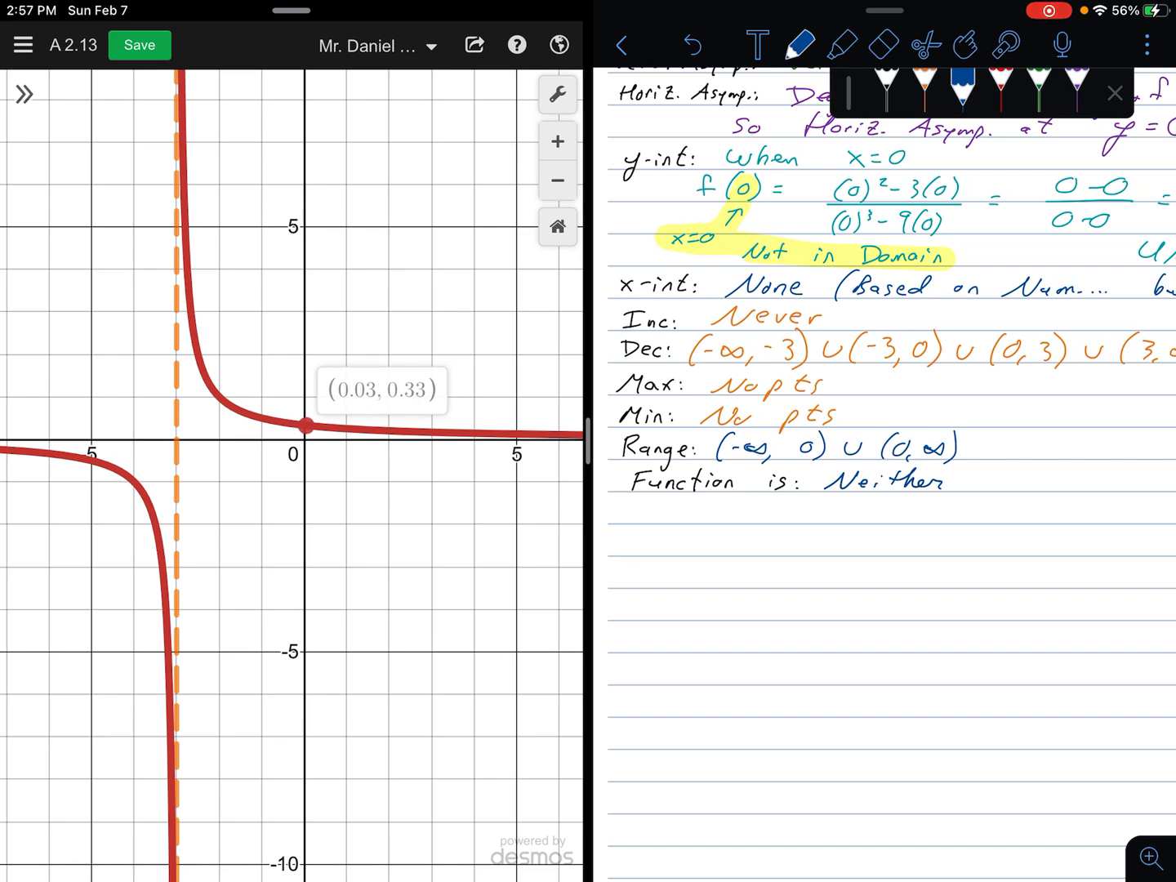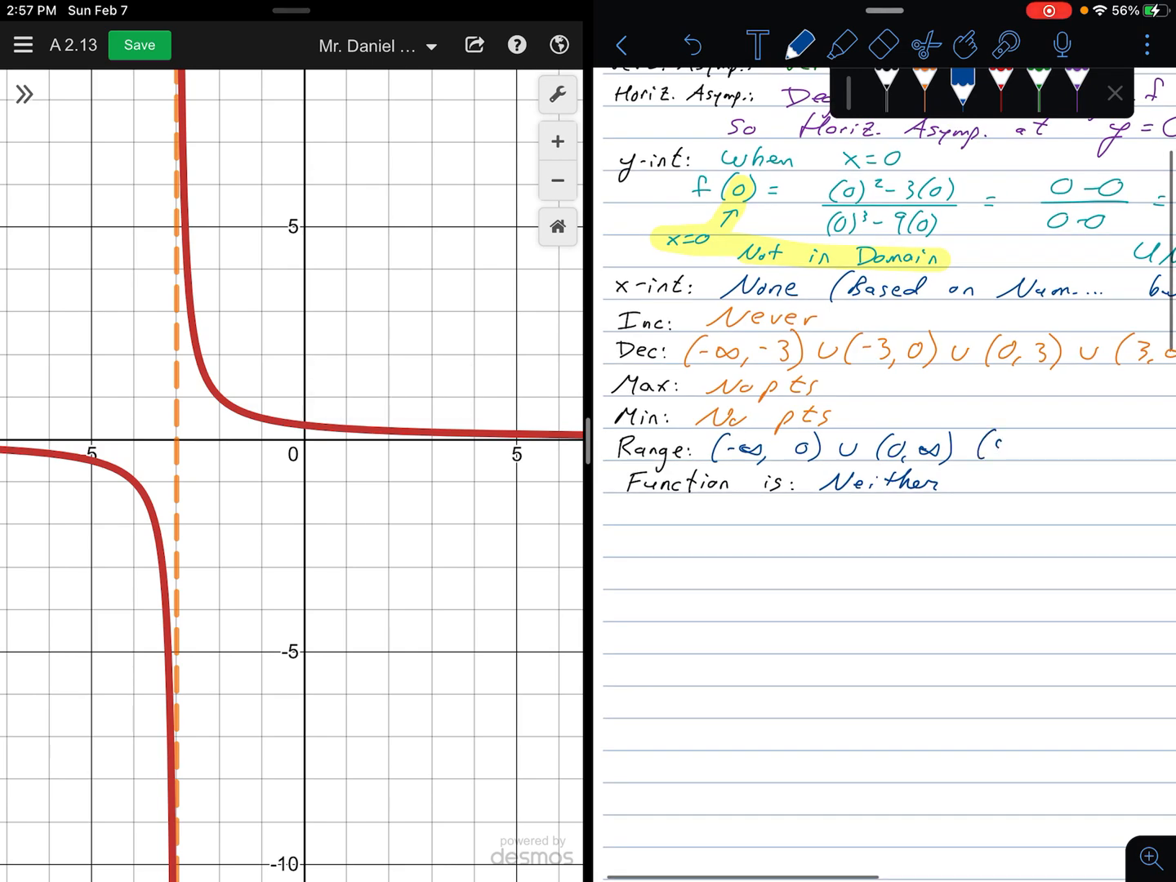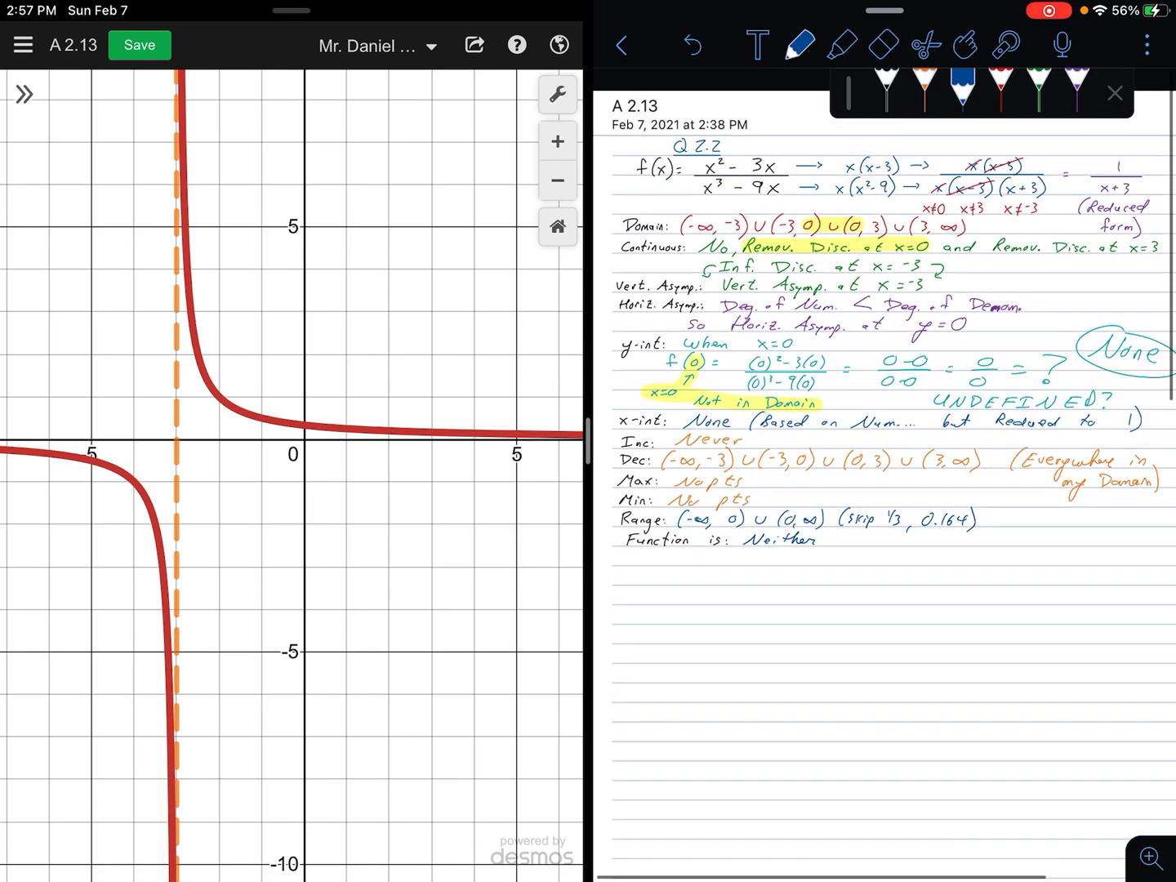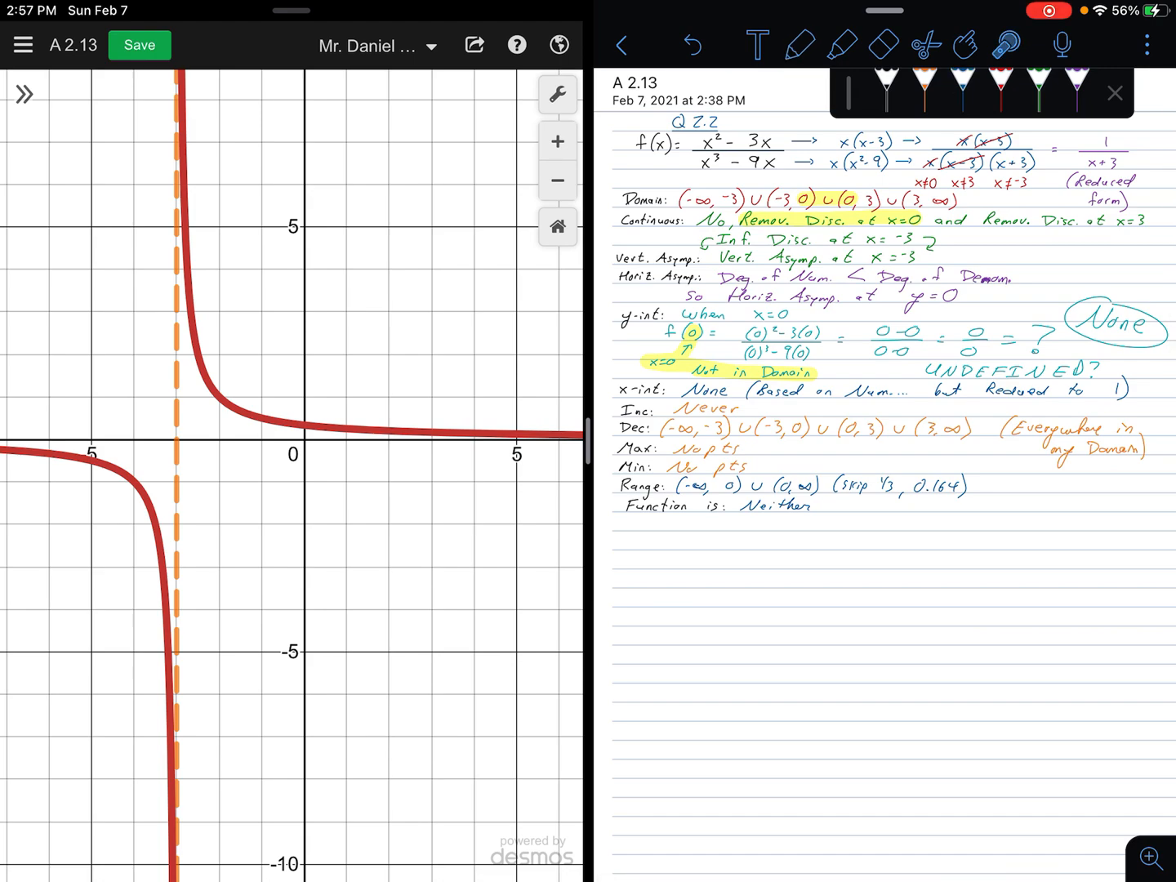Again, our range I wouldn't worry too much about. Technically, like I said, you're skipping this number, which looks like it's probably 1/3, I guess. So it looks like you also skip 1/3 because your graph never gets to 1/3, and then it looks like you skip somewhere over here, which looks like 0.164. But a little tricky there. I wouldn't go crazy doing that. It would be kind of a simpler one. But we really need the first bunch of points, domain, continuous, vertical, horizontal, y-intercept, to make sense. Those are the important ones.